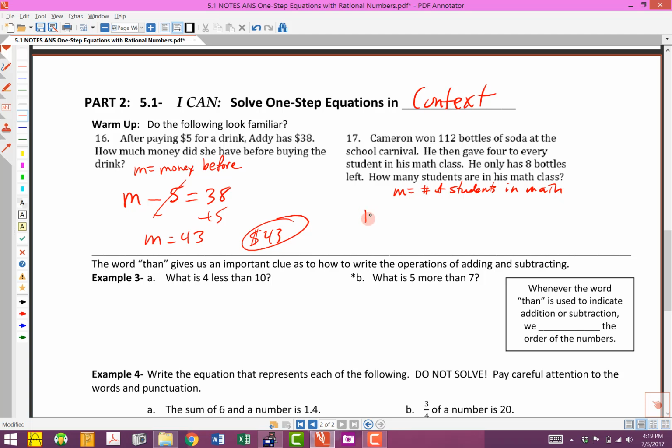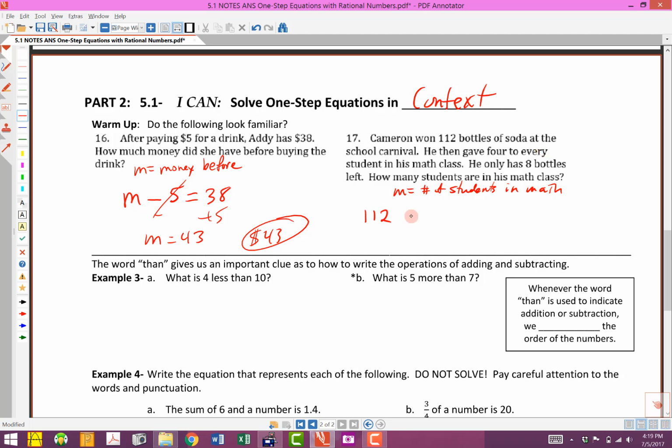He had 112 bottles of soda. Man, he got lucky at the school carnival. Then he gave 4 to every single one in his math class. So if he had only 1 student in his math class, he would have given away 4. If he had 2 students, he would have given away 8, 3 students, 12, and so forth.